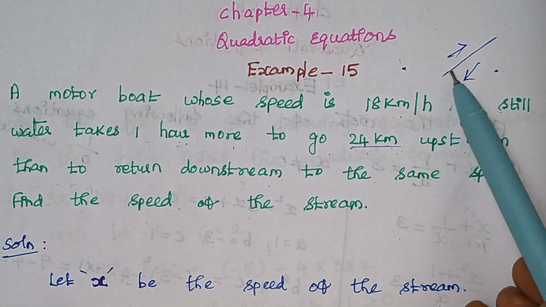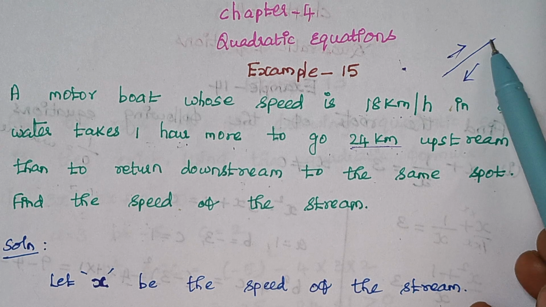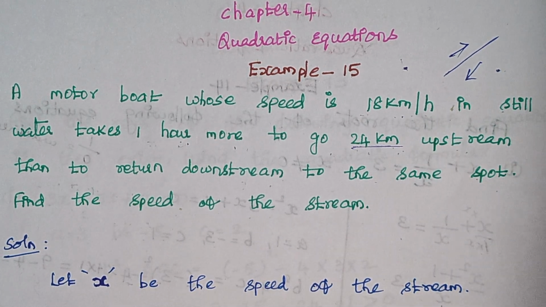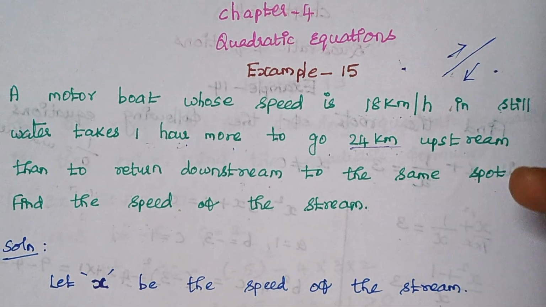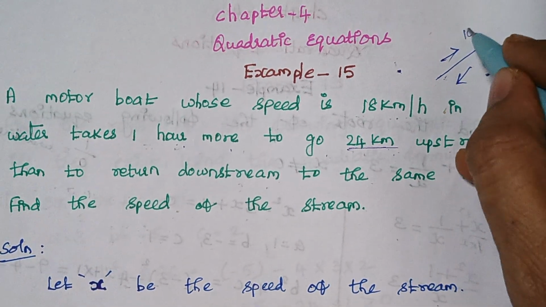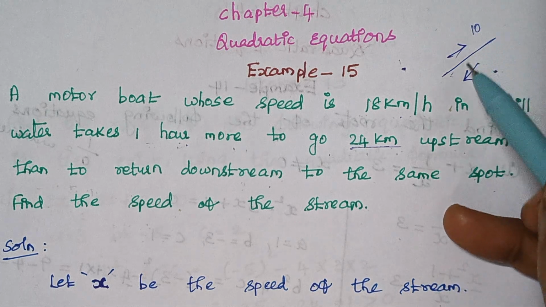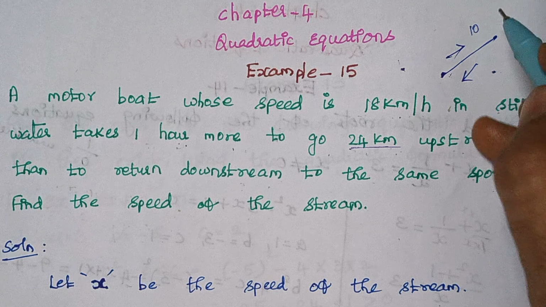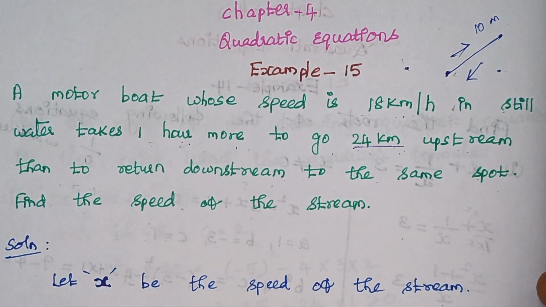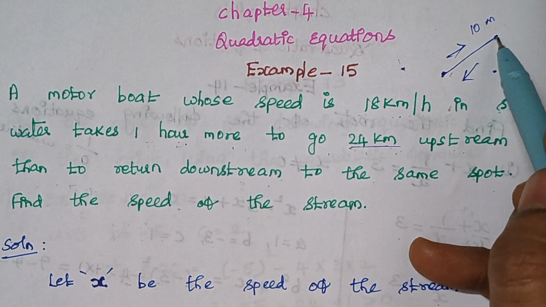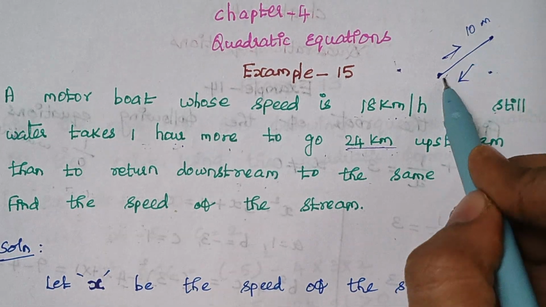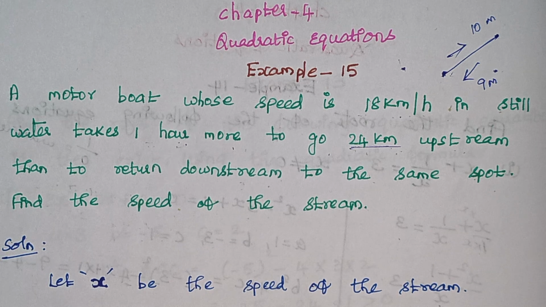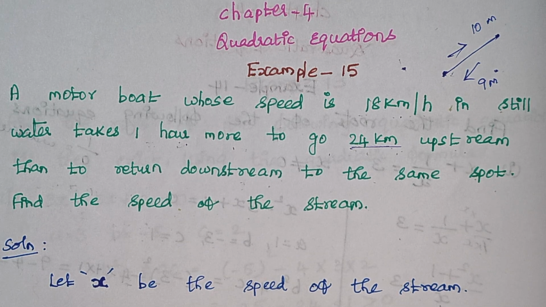So the boat, when it moves upstream, takes 1 hour more than to travel downstream. For example, if the speed of the motor is some 10 km per hour, the time taken to reach from this point to this point, let it be some 10 minutes. Here again, moving from this point to this point takes only 9 minutes. Am I making the problem clear? So this is the thing.